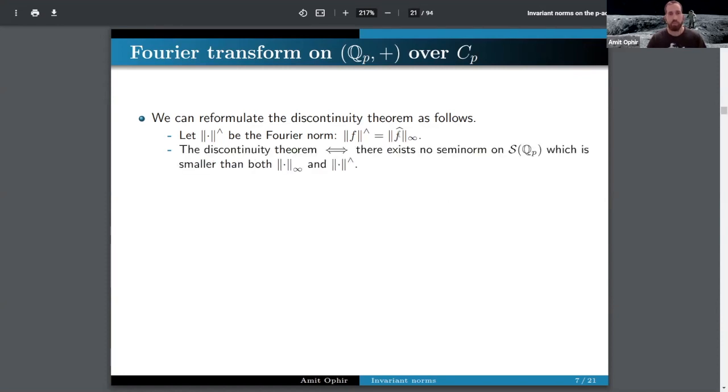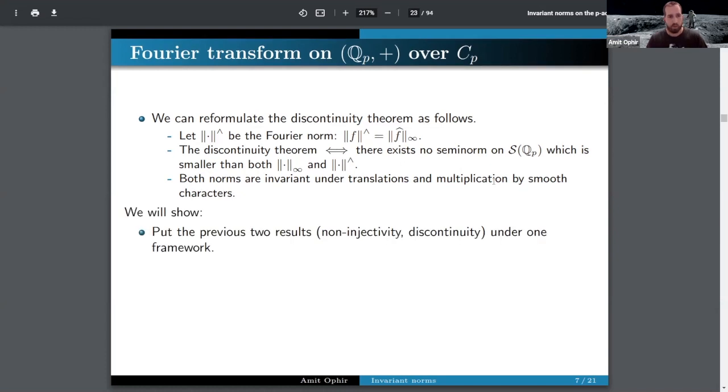But the discontinuity theorem is equivalent to a much stronger statement: that these two norms are so different from each other that there exists no semi-norm on the space of Schwartz functions which is smaller than both of them. I think about this property as some kind of independence of these two norms. Until now we didn't consider it, but it will become important from now on to know that these two norms are invariant under translations and multiplication by smooth characters.